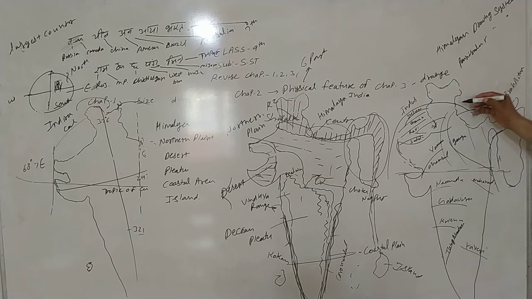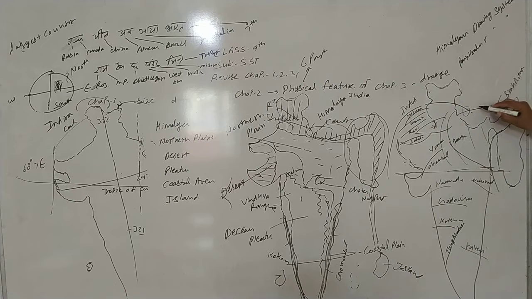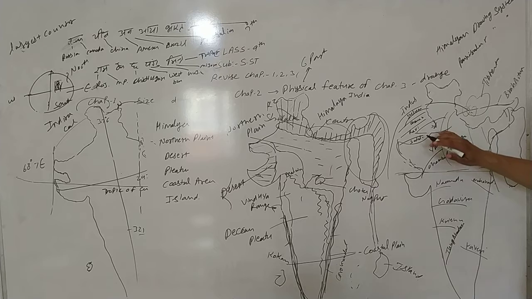The most important rivers are the Indus River, Ganga River, and Brahmaputra River. The Indus starts from this side, Ganga from the Gangotri Glacier, Yamuna from the Yamunotri Glacier, and Brahmaputra starts from a lake situated in Tibet. Tibet is situated here. These are the main rivers.